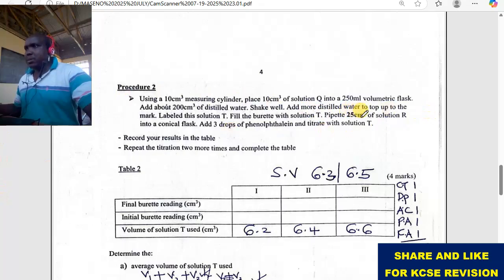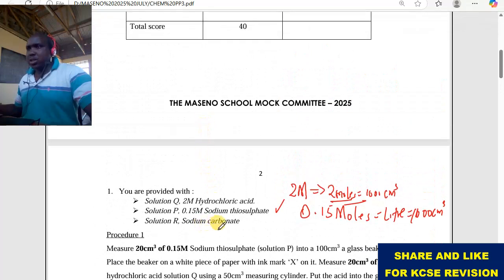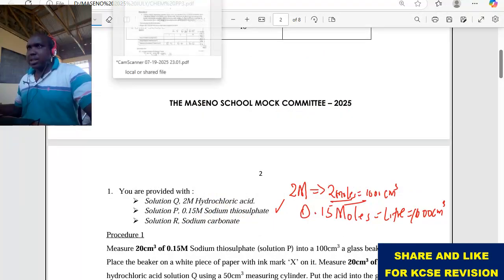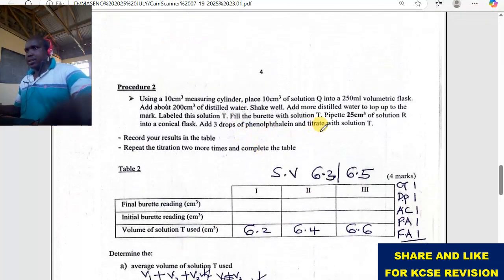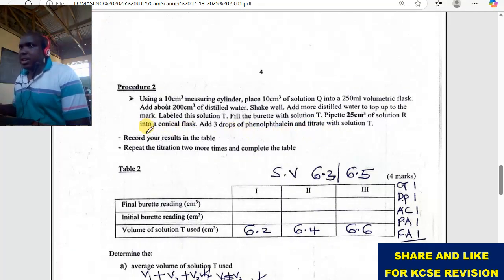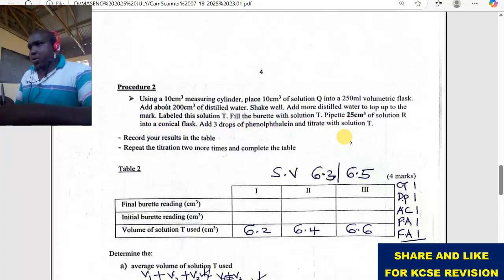Pipette 25 centimeters cube of solution R. Which one was solution R? You go back and check. Solution R is sodium carbonate. So here, an acid is going to react with a carbonate. We use phenolphthalein and titrate. So we have been given the table. If your value is 6.2, always take the initial to be 0.0.